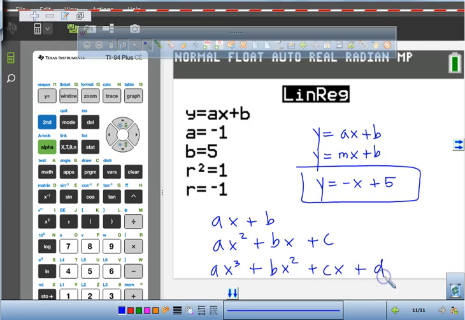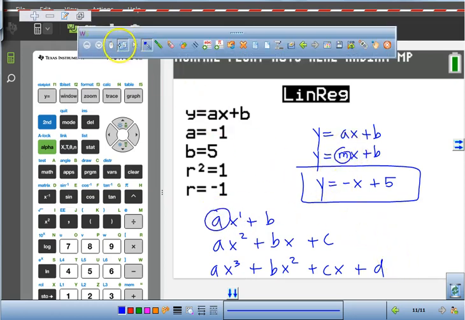So what I want you to do, x to the power of 1 is linear. X squared is quadratic. Cubic is x cubed. So in the graphing calculator, when you're doing programming, you're making sure this represents your slope. I just want you guys to understand that.